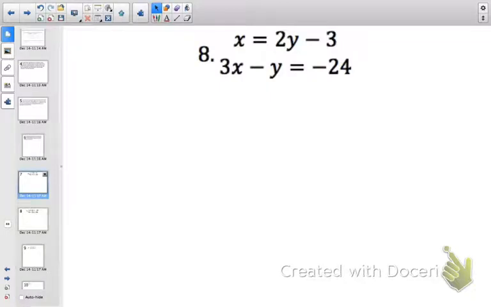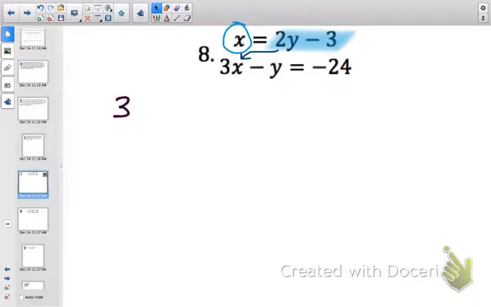Right, this is number 8, 9, and 10 from the review, so 3 solving systems of equations. So this first problem is a simple substitution problem because we got that x by itself. That means we're going to take what it's equal to and substitute it in for that same variable in the second equation. So we're plugging in 2y minus 3 for the x in the second equation.